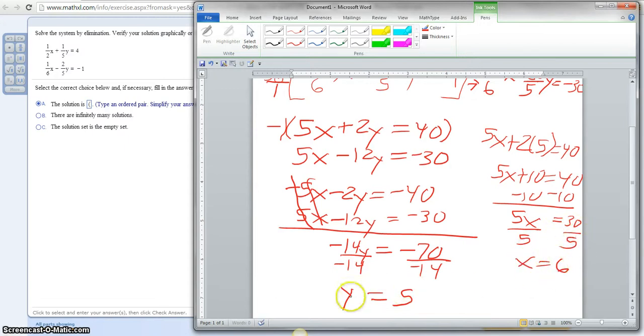So our final answer is x equals 6, y equals 5. And typically they want you to write your answer as an ordered pair, so it'll be (6, 5). And that is your final answer for this problem.